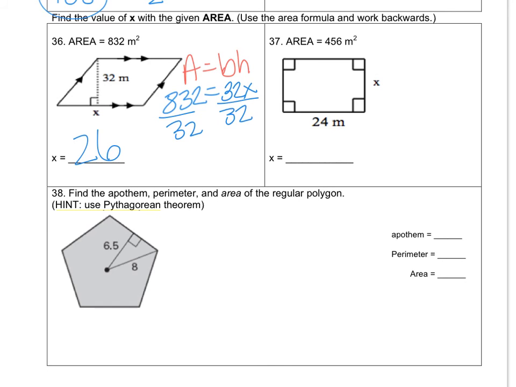Same thing with 37. You're given your area. It's a rectangle, so the area formula is A equals base times height. Plug in what you know. You know the area is 456. You know the base is 24. You don't know the height, so that's h. Just solve for h, it's just one step. You're dividing by 24 on both sides, and when you divide by 24 on both sides, you should get 19.